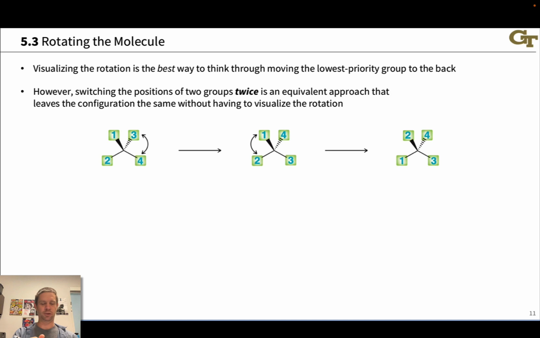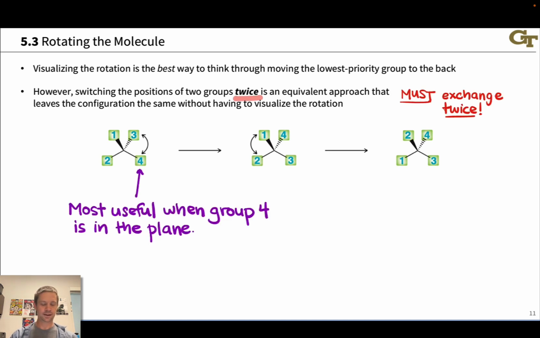This works best and is most useful, I think, when that lowest priority group is in the plane of the screen or the page. When it's not on a wedge or dash, this can get a little bit tricky visually, and so this trick can work nicely.